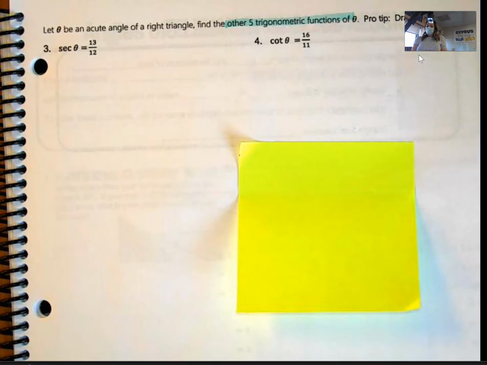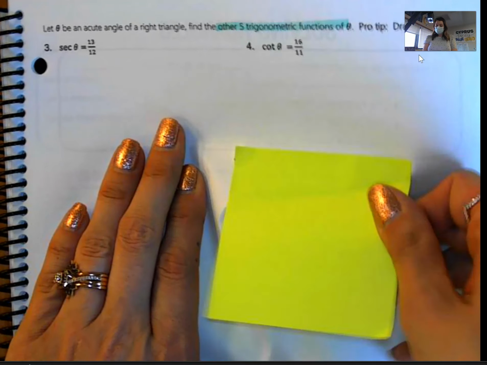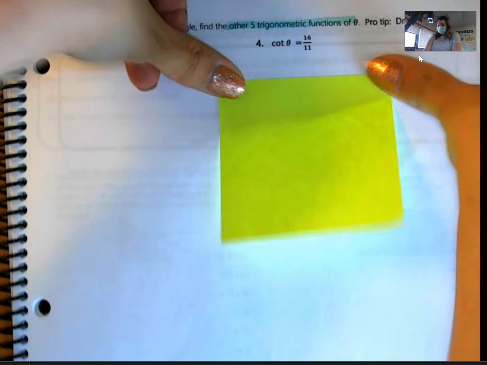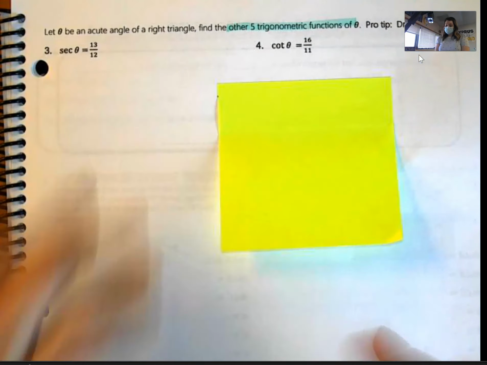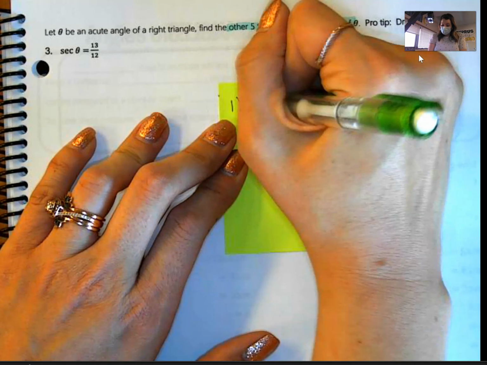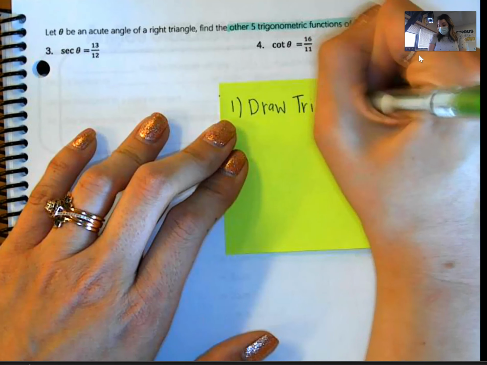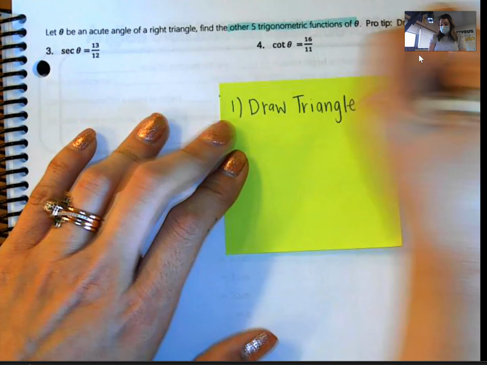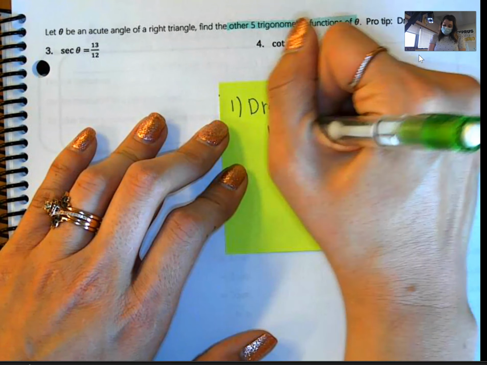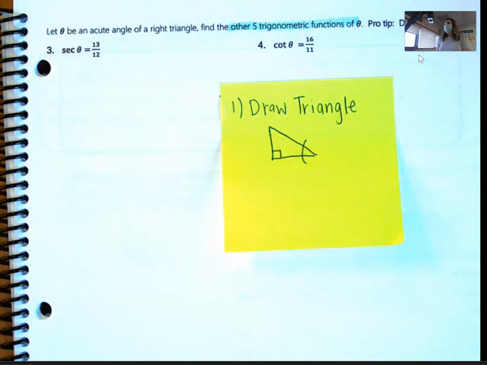We have to find the other 5. And then right after that, it says, pro tip, draw a triangle. So I'm going to write the steps out that are going to remind me how to solve problems like this. Number 1, we're going to draw the triangle. And I always draw the same triangle every time. So the triangle that I draw every single time looks like this.